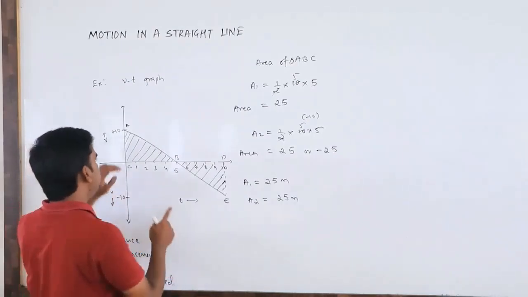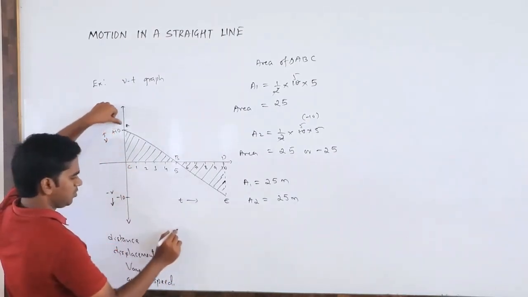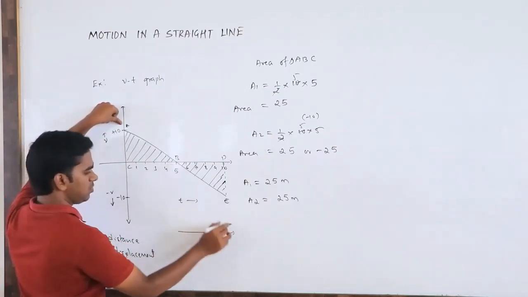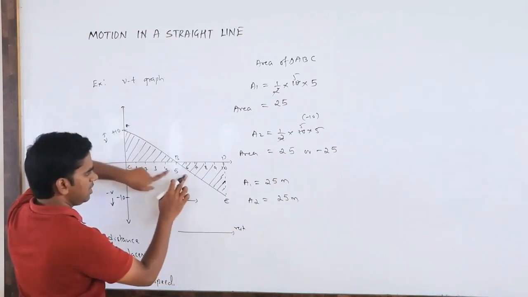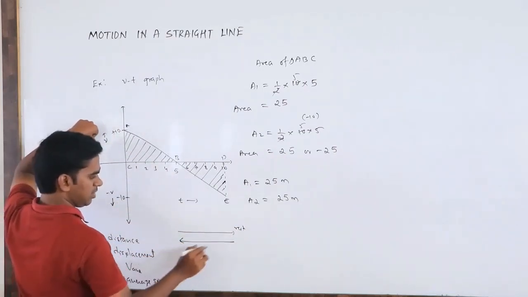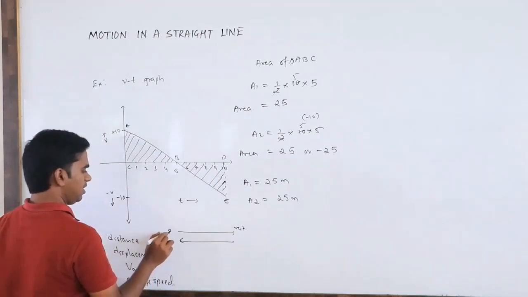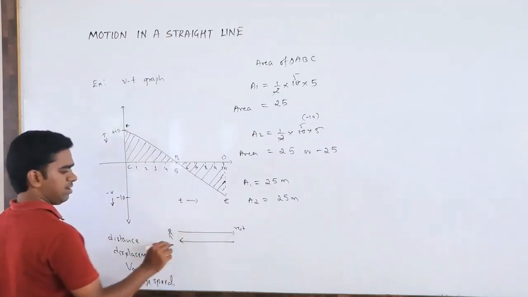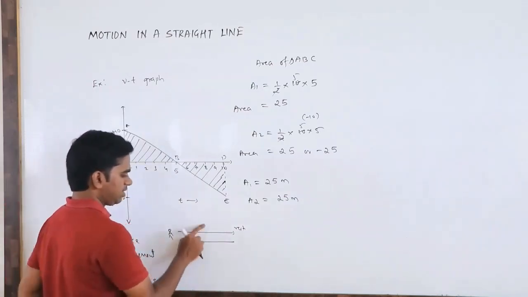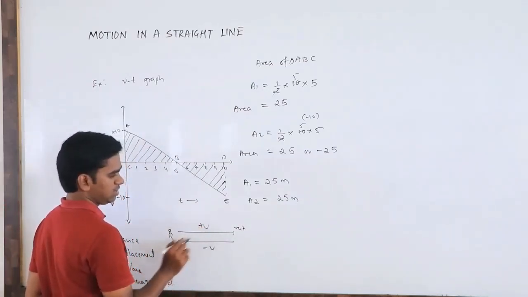Now what exactly is taking place? The body is moving in this direction. Velocity becomes 0, meaning it comes to rest. Then its direction changes and the velocity becomes negative. So it started from here and again came back to the same point. That is why V is positive here and V is negative here.